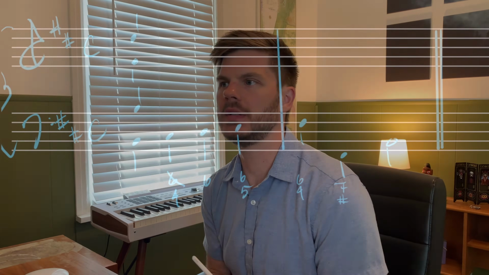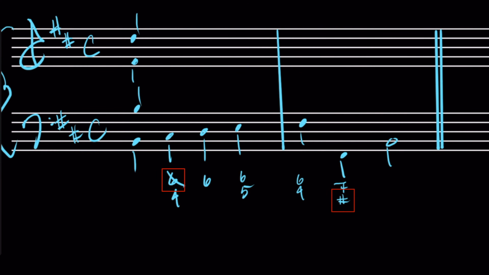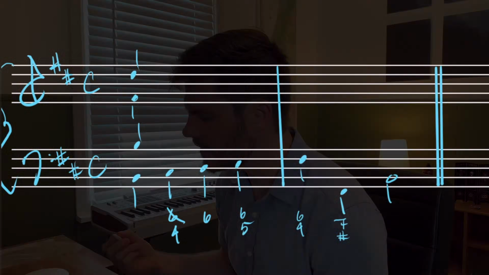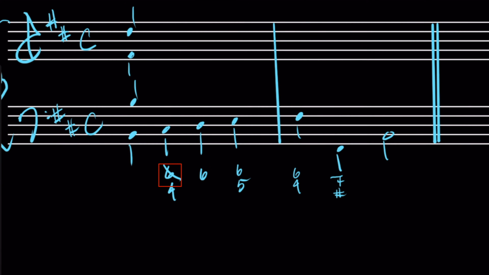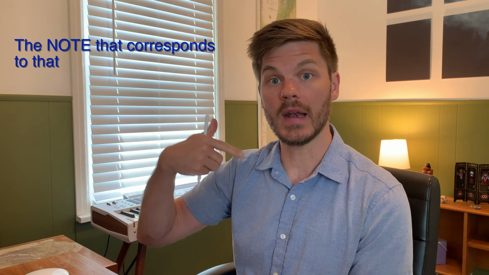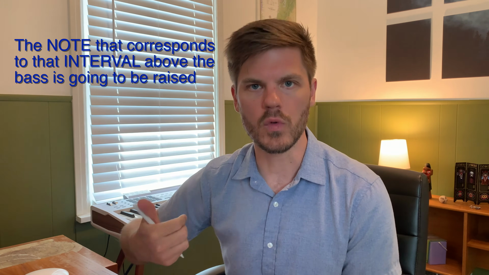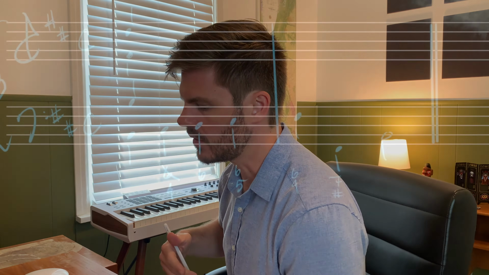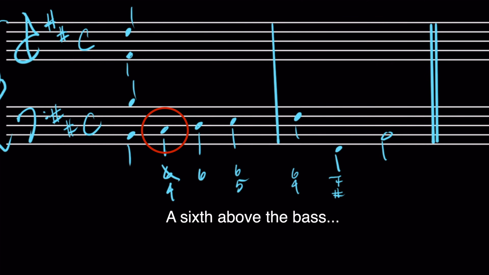Okay, the last thing we need to consider are these little chromatic alterations that are given to us in the figured bass. So we have 2 of them. We have the slash going through the 6 in the 6/4 chord in the first measure here. And anytime you see a slash through a number, it really means that the note that corresponds to that interval above the bass is going to be raised a half step. So in this case, a 6th above the bass. If that's a C, we're going to have an A sharp.